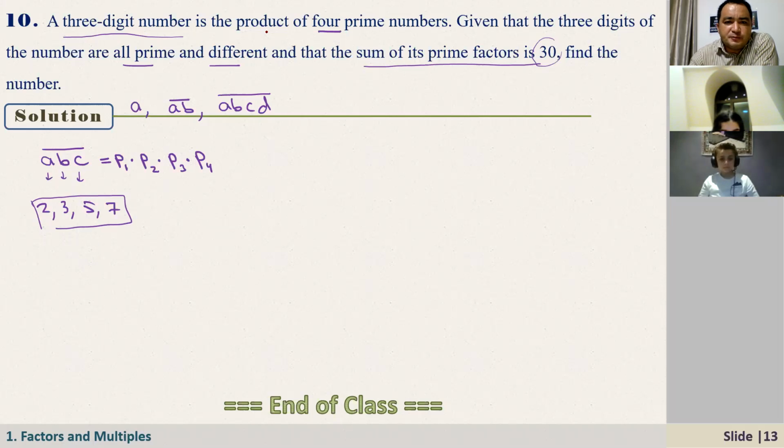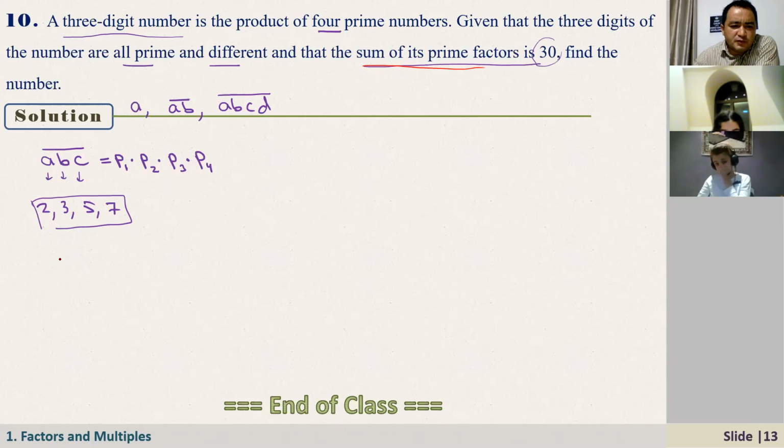A 3-digit number is the product of 4 prime numbers. Given that the 3 digits of the number are all prime and different, and the sum of its prime factors is 30. So the sum of its prime factors, so it may be 532.